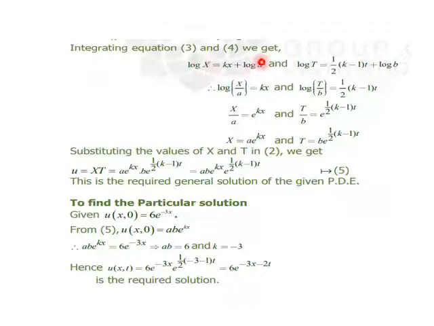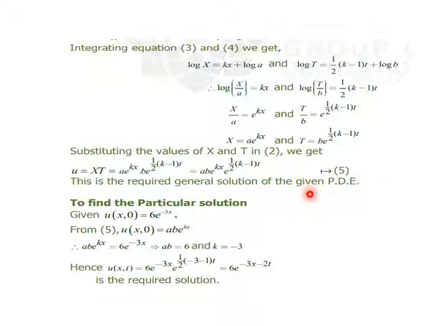Log X minus log a, log a minus log b is log of a by b. Same procedure here, and then taking antilog, this is what we have. So X by a equal to e power kx, and here T by b equal to e to the power k minus 1 t by 2. So finally your u, which is X T, equals this multiplied by this. Now this is what we call the general solution of the partial differential equation.